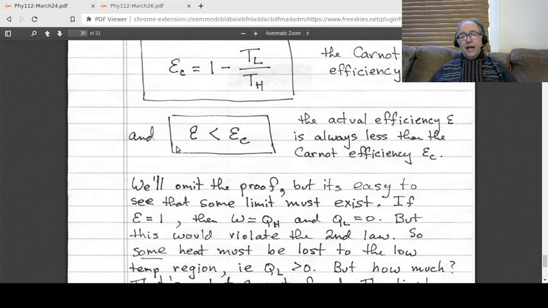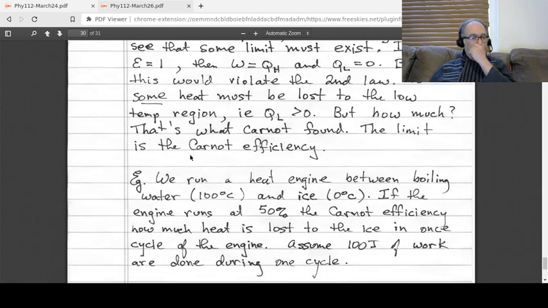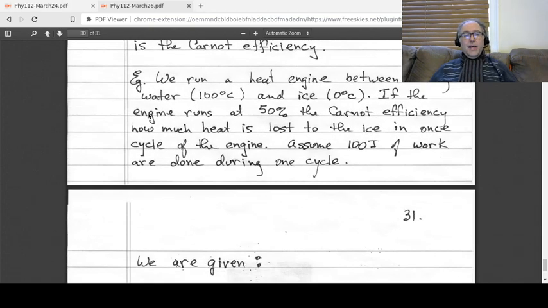And then in addition to that, he said, well, any actual efficiency for an engine that you're going to build, like a locomotive or a car engine or whatever, that efficiency is always going to be less than Carnot's ideal efficiency. Otherwise, the second law of thermodynamics is violated. Okay, and so there you go. That's it. And now we're ready to actually do a problem here.